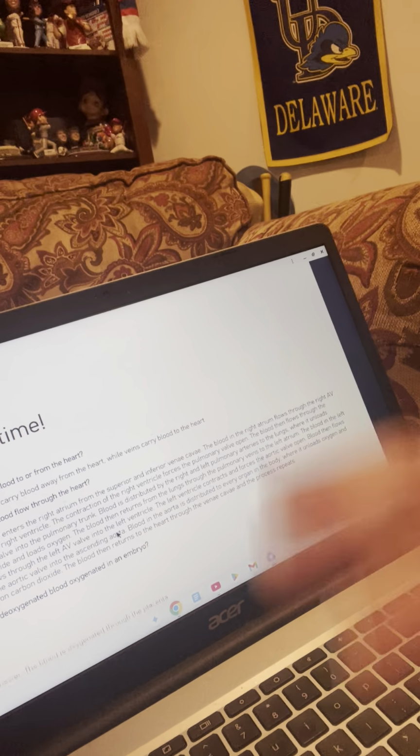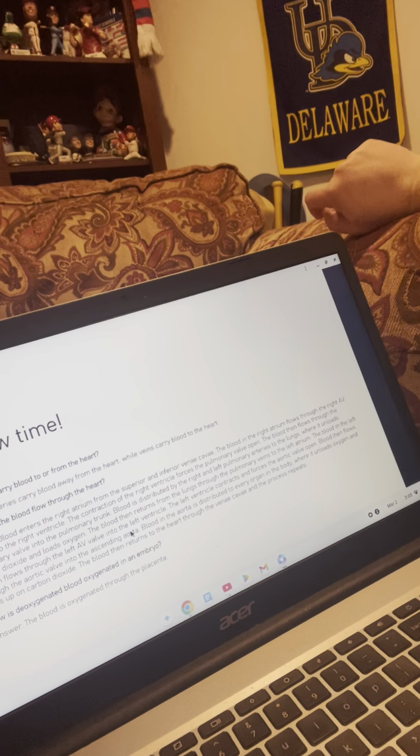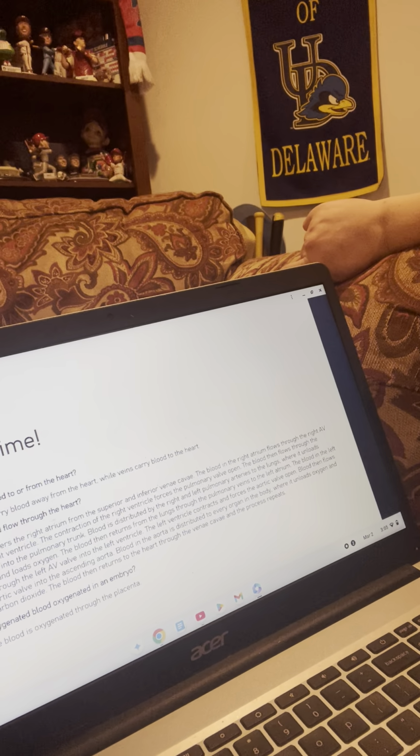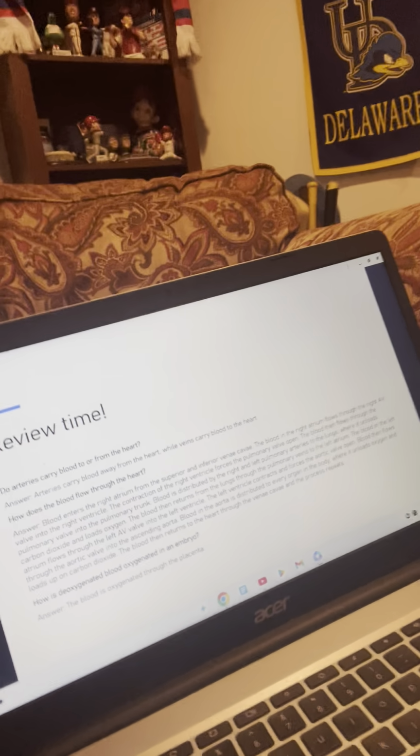Then the next question, how is deoxygenated blood oxygenated in an embryo? So the blood is oxygenated through the placenta in an embryo.